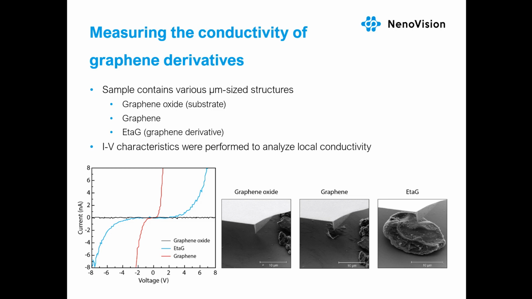IV spectroscopy provides a plot of the current as a function of the tip bias voltage applied to the sample, and LiteScope supports bias of -10 volts to +10 volts. As depicted in the measurement, the graphene structures, represented by the red curve, were more conductive than the graphene derivative, which is the blue curve, and graphene oxide, represented by the black curve, was non-conductive.